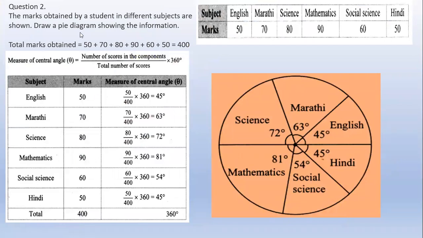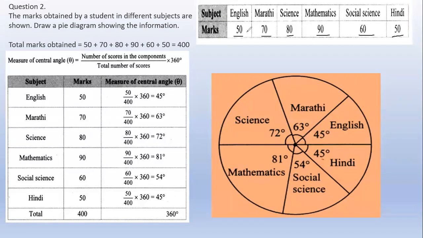Marks obtained by a student in different subjects are shown. Draw a pie diagram. Here you can see English, Marathi, Science, Mathematics, Social Science, Hindi. So here it is 50, 70, 80, 90. Good. This is a scholar in mathematics, I think. That's why I got 90 marks. And here it is 50.